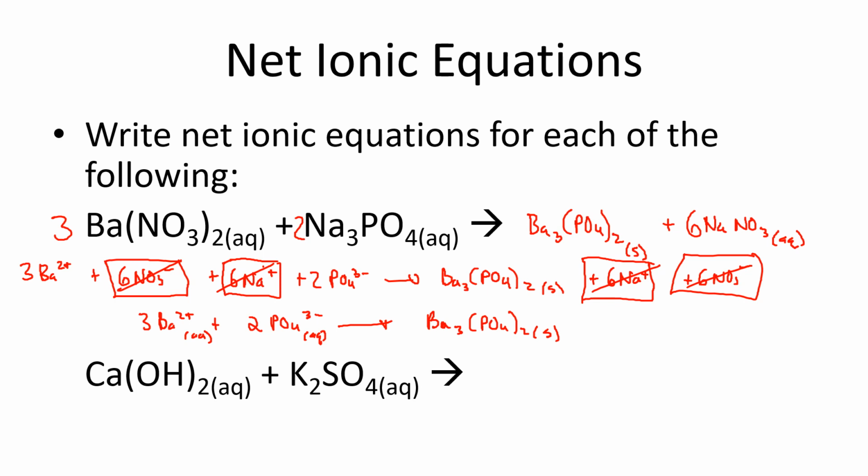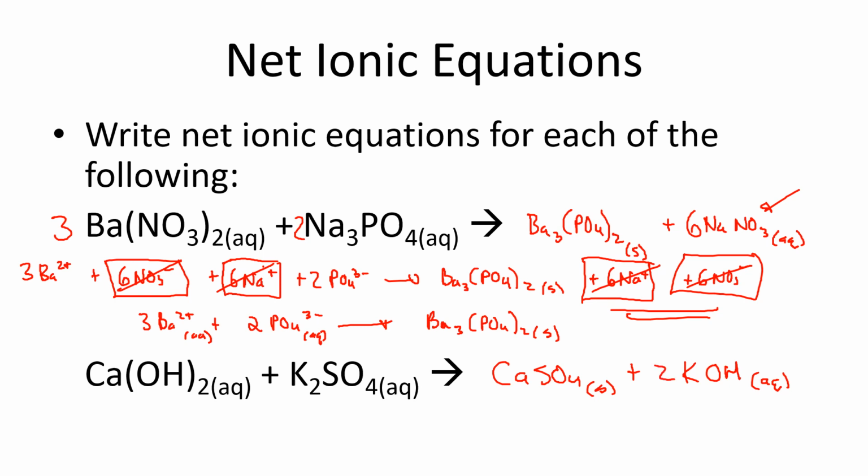Now, if you want to speed things up a little bit, you'll notice that the spectator ions are always the ions in the aqueous product. So for the second one, we'll do this a little quicker. We'll put together calcium and sulfate, and we'll put together potassium and hydroxide. So sulfates are usually soluble, but not with calcium, so this is your solid. And hydroxides are usually insoluble, but not with group 1, so it's aqueous. So we can balance it out.